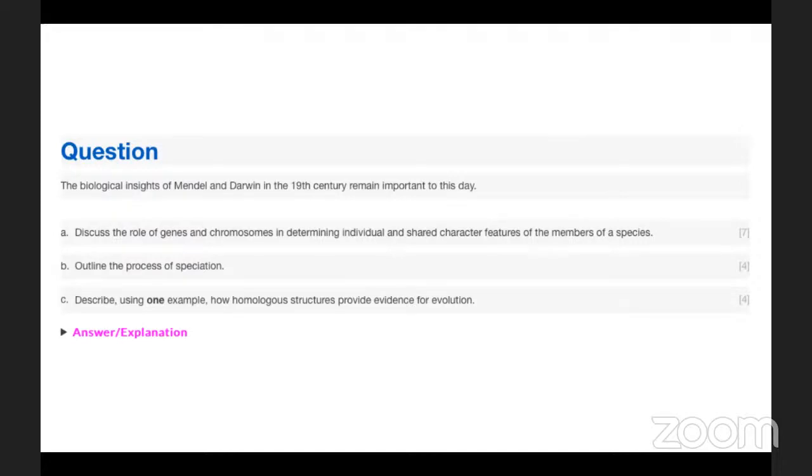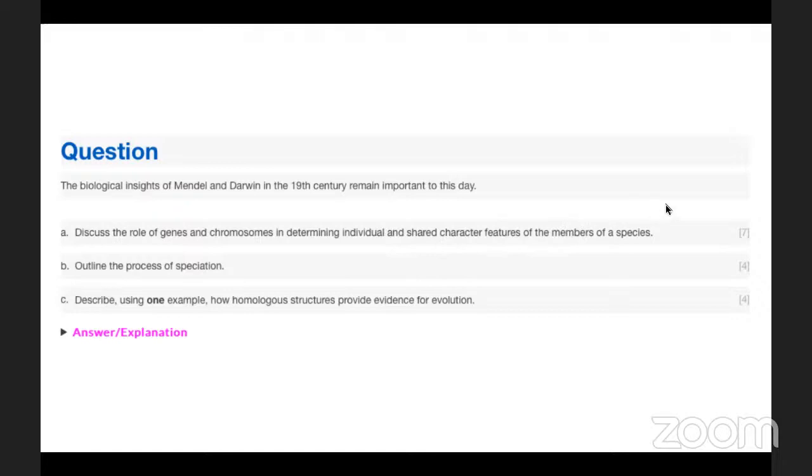So question 1, dia suruh discuss, usually kita kena ada good and bad lah. Kita tengok apa yang dia nak discuss. Number 1, the role of genes and chromosomes. Kita tahu role of gene and chromosome ada banyak. But in what? In determining individual and shared character features of the members of a species. So ini dia akan relate balik dengan topik evolution, speciation and stuff. So it's not specifically human, so kita nak discuss the role of gene and chromosome dalam determining individual and shared character features of members of a species.